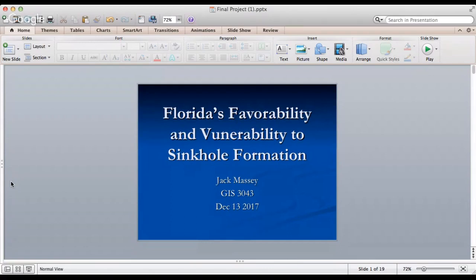Hello, my name is Jack Massey and my project is on sinkholes. As many of you might know, sinkholes are very common in Florida. My project will be attempting to identify areas in Florida that are high risk, and within those high risk areas, where would the sinkholes cause the most damage?